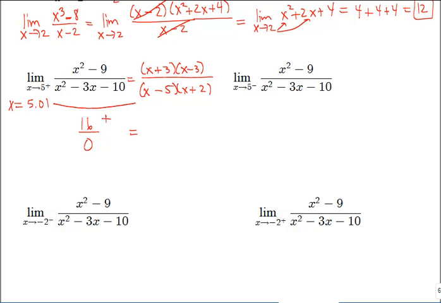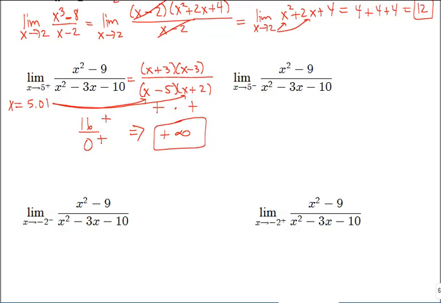So if you were to plug in 5.01 in this first factor, 5.01 minus 5 is positive 0.01. If I were to plug in 5.01 into the second factor, 5.01 plus 2 is 7.01, which is also positive. And a positive times a positive means this is going to 0 through positive values. And that means we have a constant over 0, which is going to infinity, and a positive over a positive stays positive.